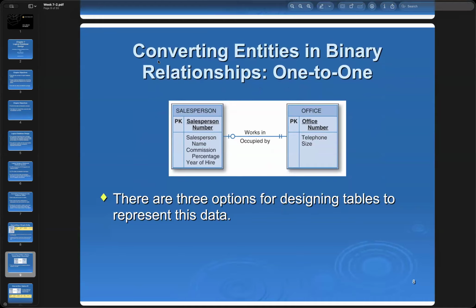Then we convert the entities in the binary relationship. Let's say we have a one-to-one relationship. There are three options for designing tables to represent this data.